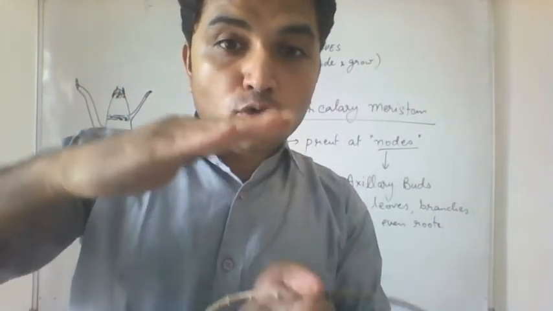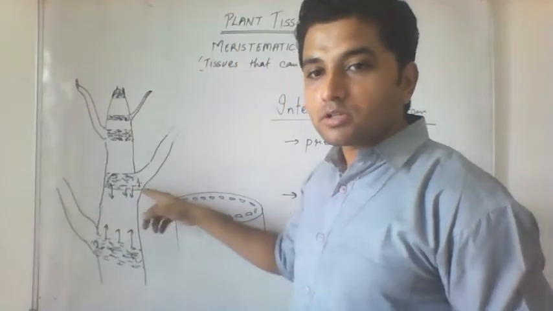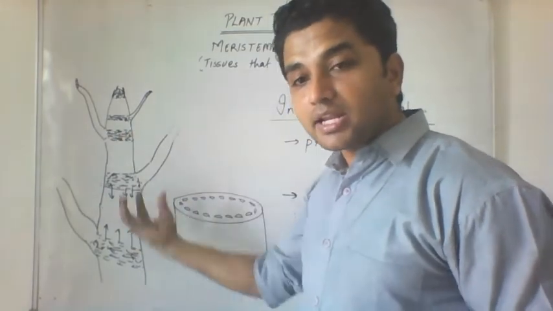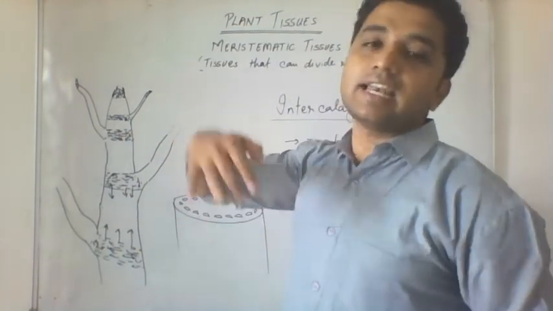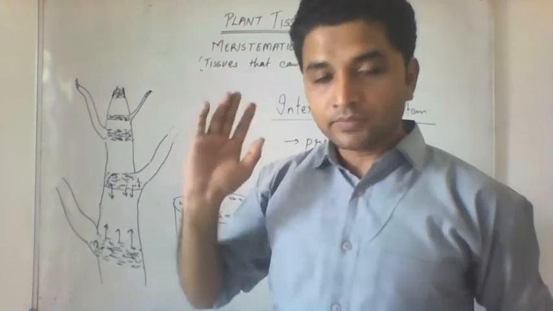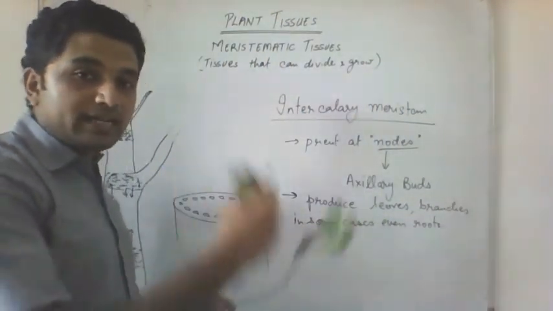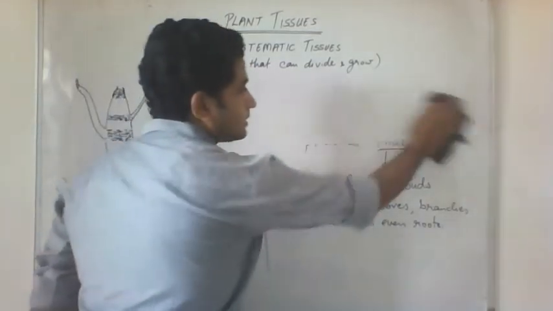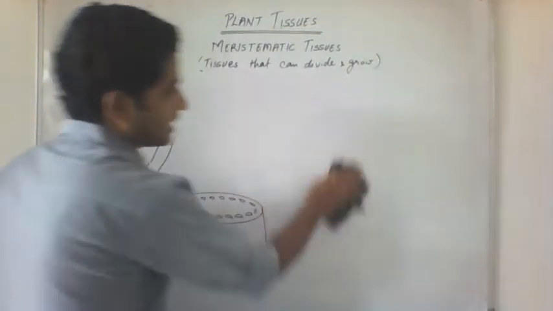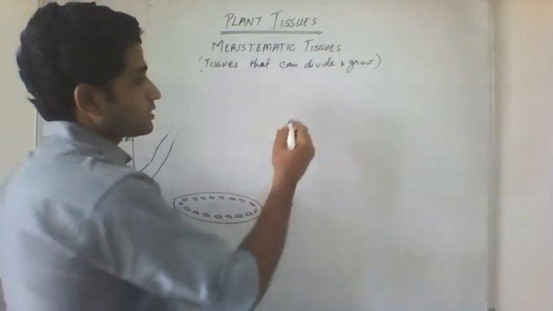How did the nodes go far away from each other? Because the meristematic tissues are producing cells in both directions. So the nodes will also gradually increase. If the nodes are increasing, the length of the plant will also increase. So intercalary meristem also allows the increase in length. Now let's see the third and the last type of meristem, which is a bit important.